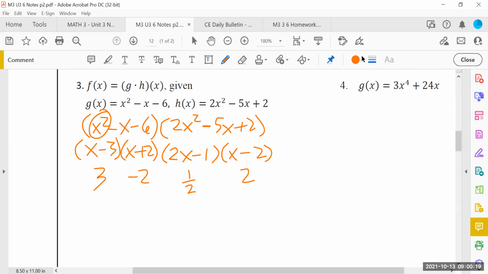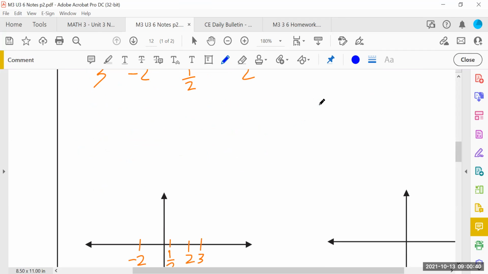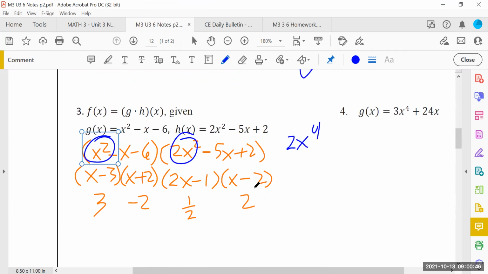And I should use a different color, make that a little bit more obvious for you. x squared times 2x squared makes 2x to the 4th. So what's my end behavior going to be? Even positive, which means high, high. So again, high, high. Last thing I need is the y-intercept.